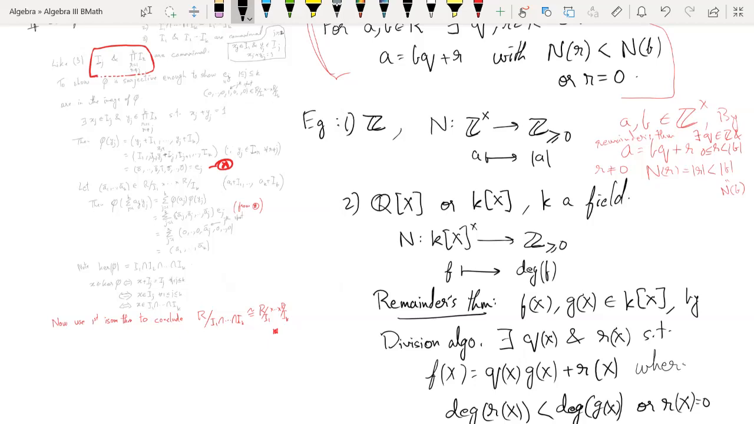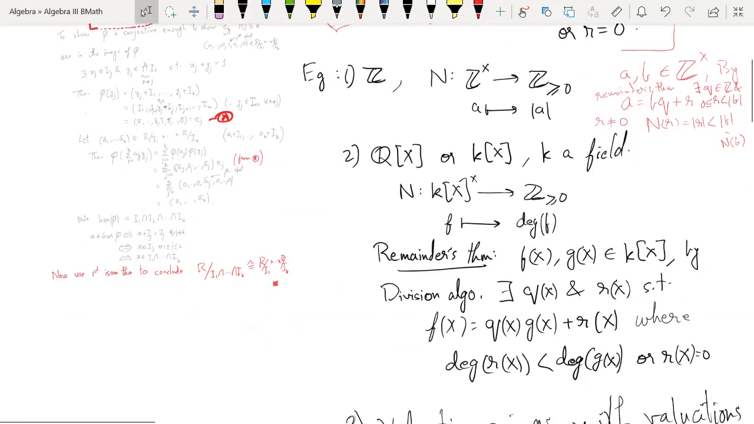Where degree of r(x) is less than degree of g(x), or r(x) is zero. So if g(x) divides f(x), then r(x) will be zero. There won't be any remainder. Or degree of r(x) is less than degree of g(x). Okay, so this theorem implies.